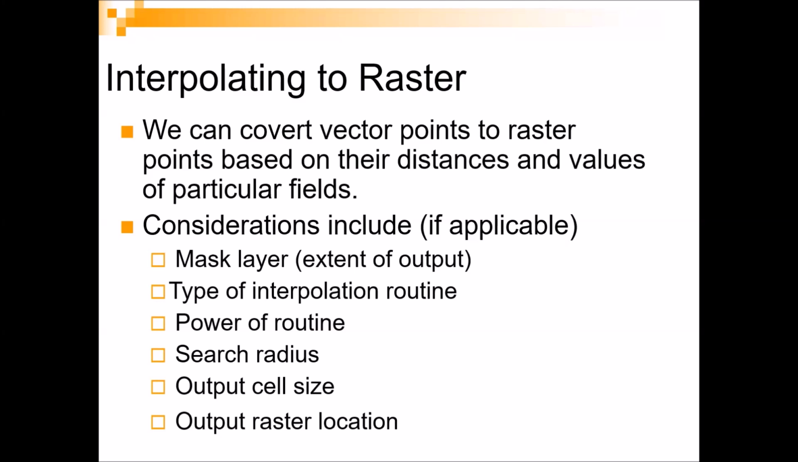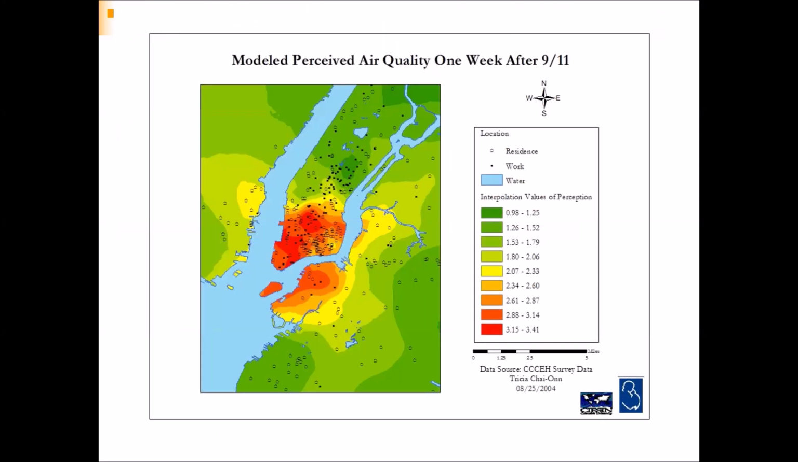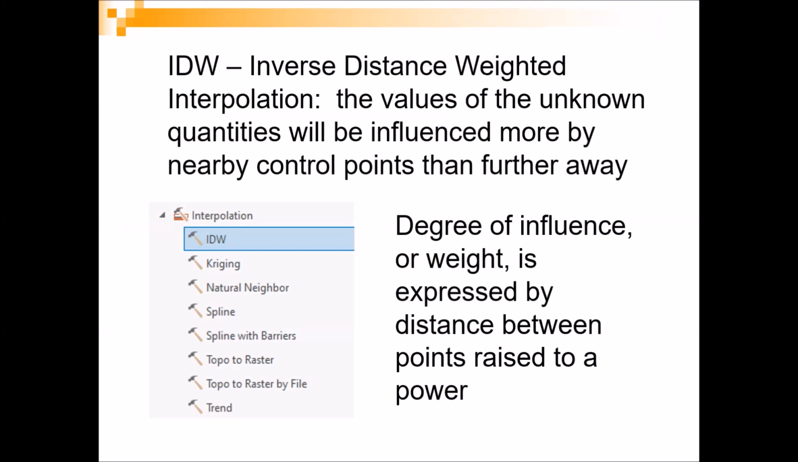It bleeds into this subject called Thiessen polygons, which are used in business. Like catchment areas, it's really big with hydrology where we have these things called watersheds. We also look at the idea of travel sheds and things like that. We can look at the power of the routine, the search radius, the output cell size, and the output raster location. And so we can look at air quality after 9/11 based on these existing stations, and the interpolated values of precipitation and whatever we're looking at there. Now, the different methods that we have.